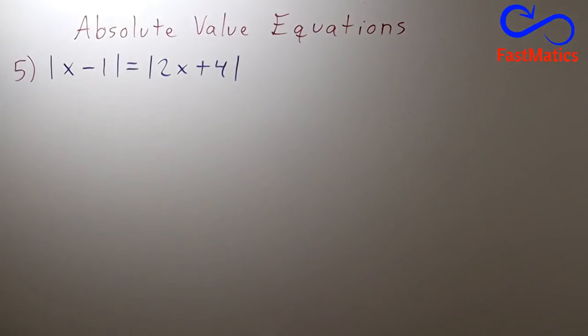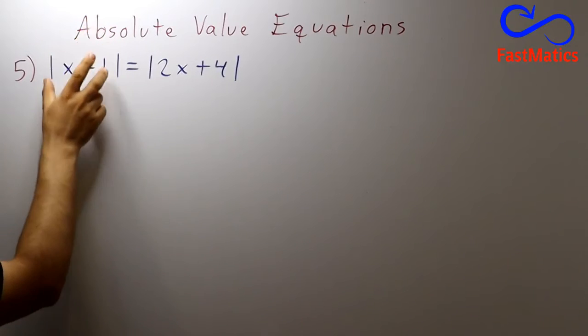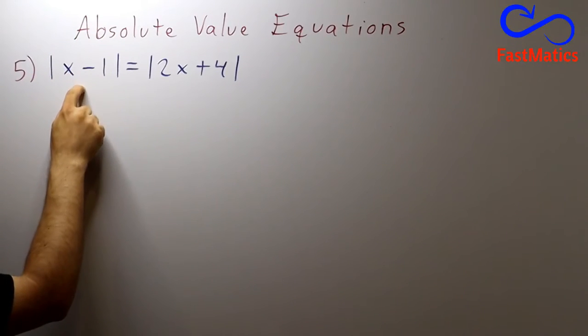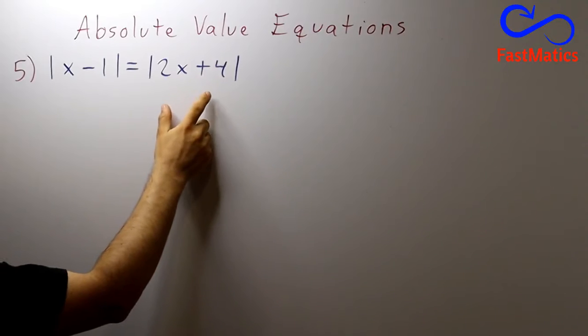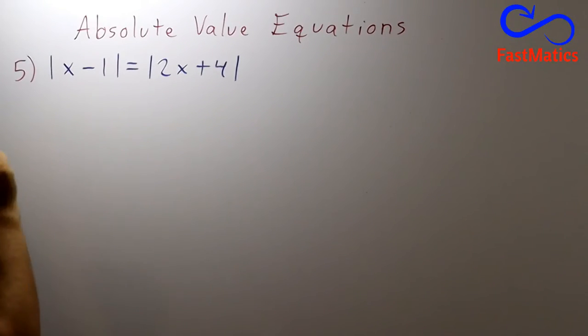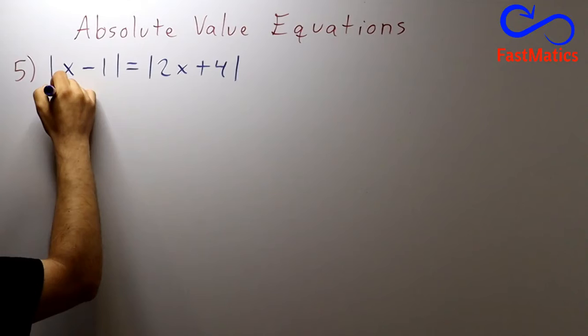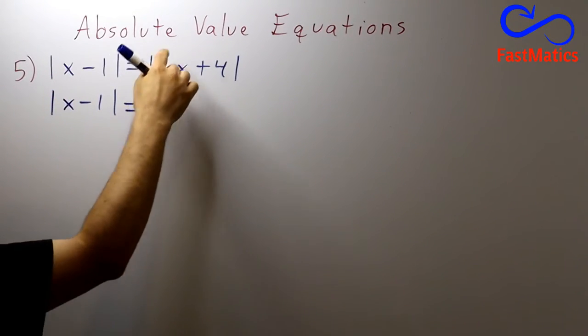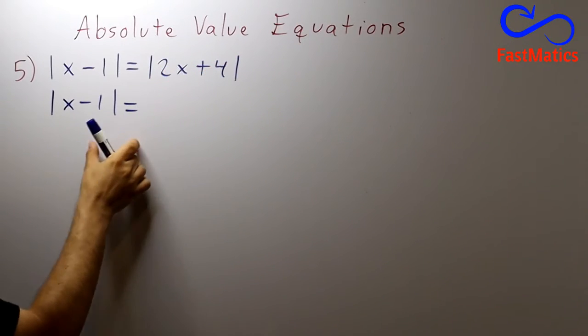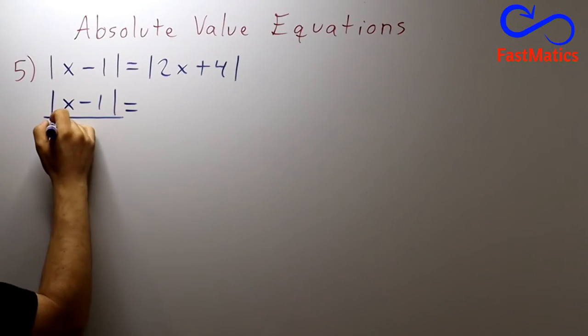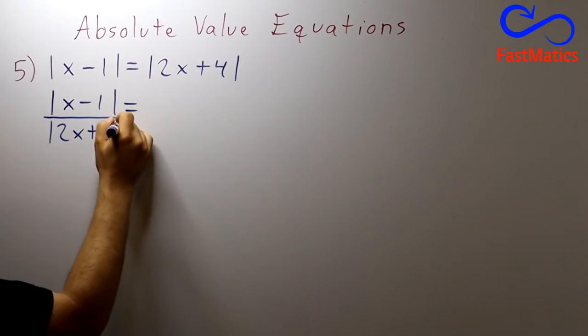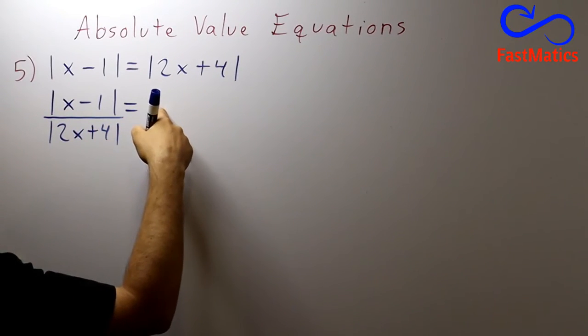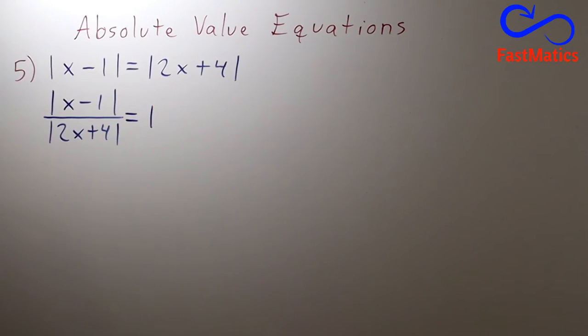Follow me please. First of all, if we identify that we have only one absolute value on the left side and only one absolute value on the right side, we are going to do the next thing. We can pass the absolute value that is on the right side to the denominator of the first expression. And here I'm going to place the number 1.